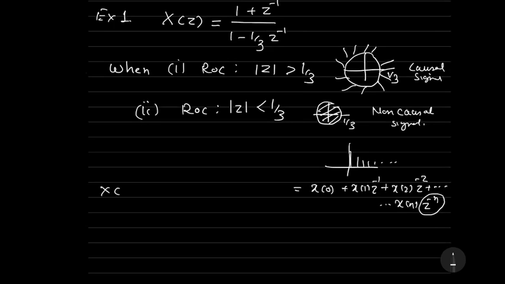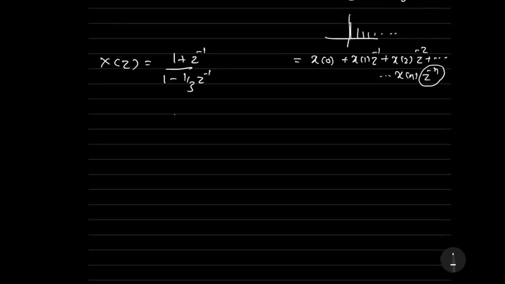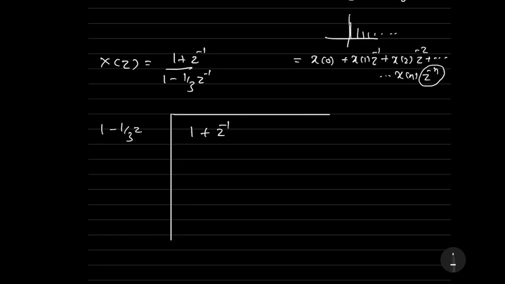Now let's start. X(z) is given as 1 plus z to the power minus 1 upon 1 minus 1/3 z to the power minus 1. By using the long division method, 1 plus z to the power minus 1 is divided by 1 minus 1/3 z to the power minus 1. In order to cancel this 1, we multiply the denominator by 1. The result we get is 1 minus 1/3 z to the power minus 1. Now to cancel this, change the sign, so 1 minus 1 is 0. The result we get is 4/3 z to the power minus 1, because z to the power minus 1 plus 1/3 z to the power minus 1 gives 4/3 z to the power minus 1.